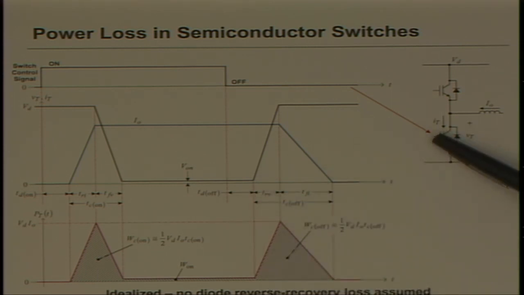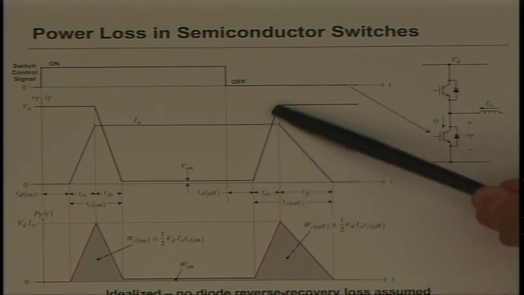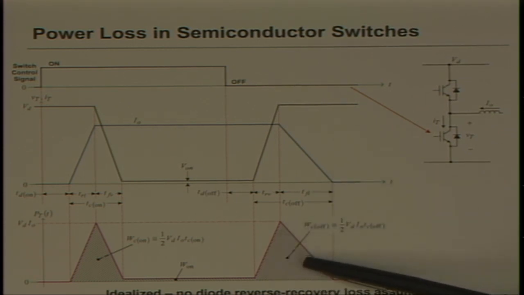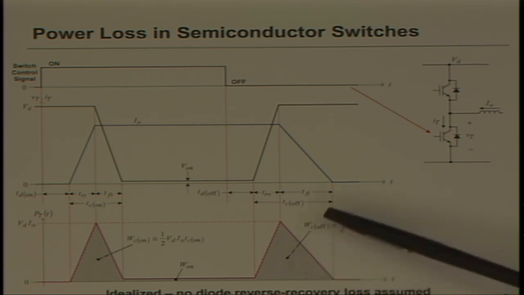When I turn this device off, first, before any current can go anywhere else besides this device, I have to get the voltage at this node up high enough to get the diode to conduct. So the voltage goes back up, current goes back down, and again you get this loss area underneath the power curve.